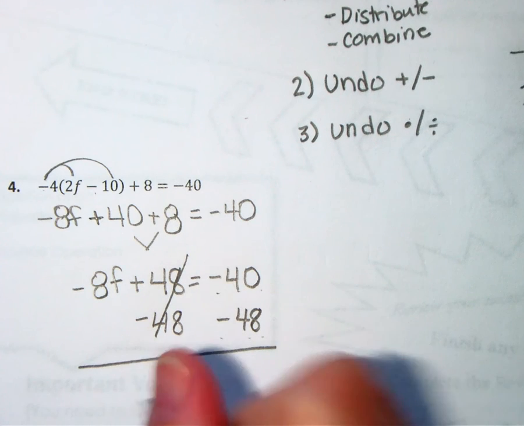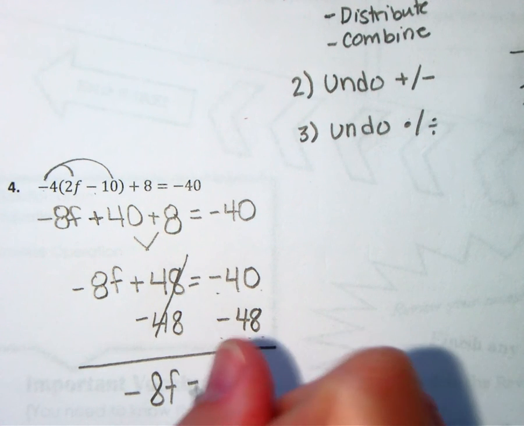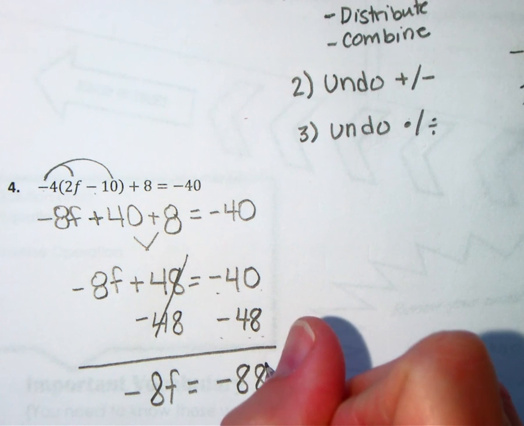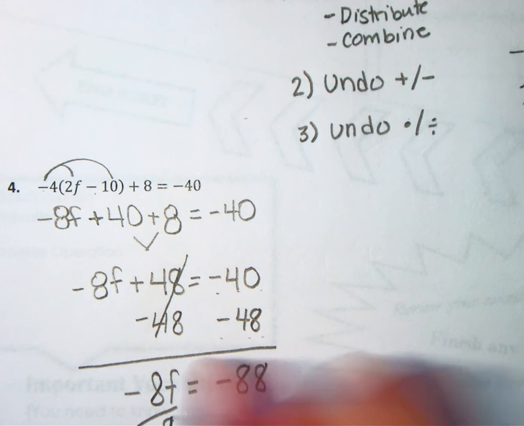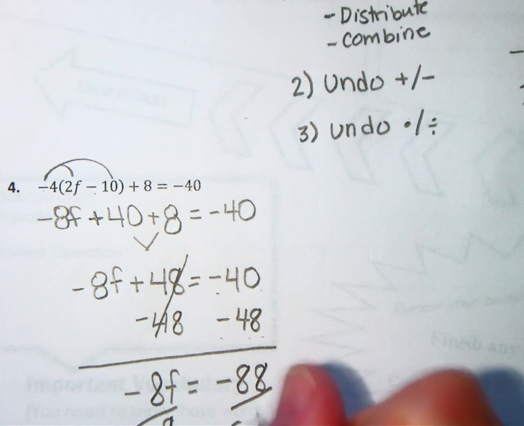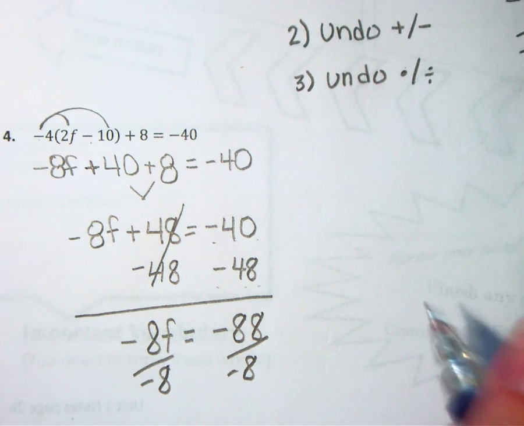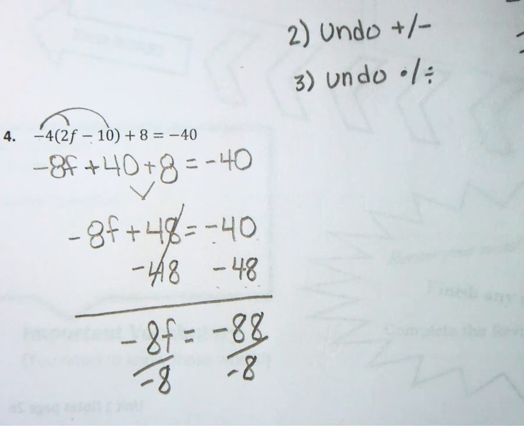So I've got a negative 8F is equal to a negative 88. Divide, not dropping any of my negatives here. I'm being very mindful, making sure my negatives stay with my 8. Negative divided by a negative is a positive. And I can type that into my calculator. Negative 88 divided by negative 8.